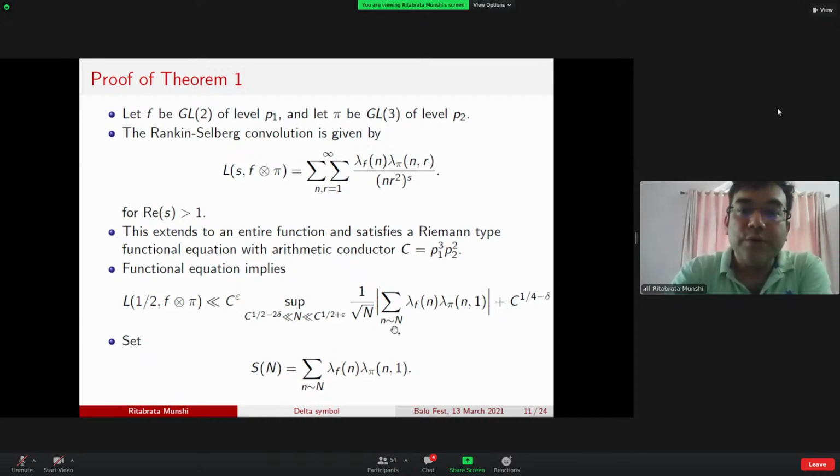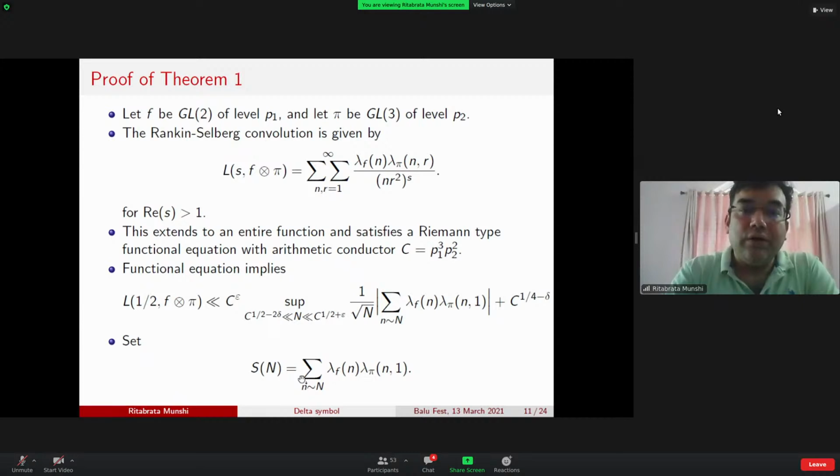And so we take this. This is where the main problem is. This is like the arithmetic correlation that I mentioned, of the GL2 Fourier coefficient lambda_F(n) and the GL3 Fourier coefficient lambda_pi(n, 1). Usually you'll have an r over here, and r will also be ranging in some short range, but I'm going to ignore that part. I'm just going to take r equals 1.